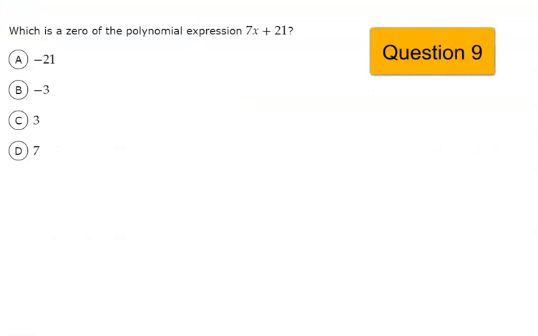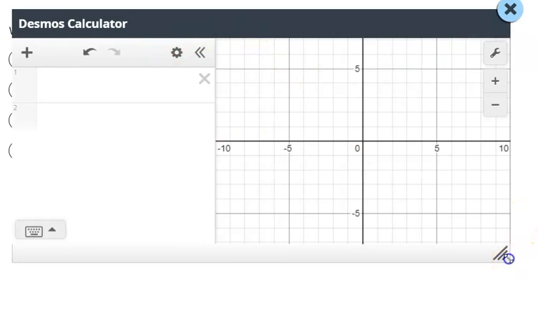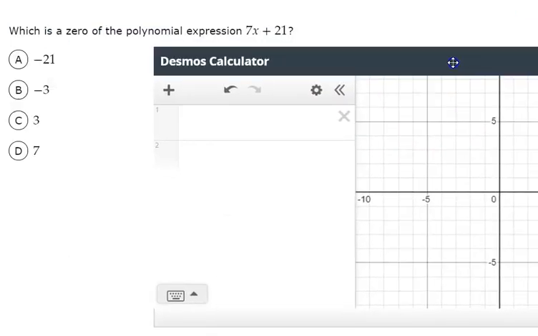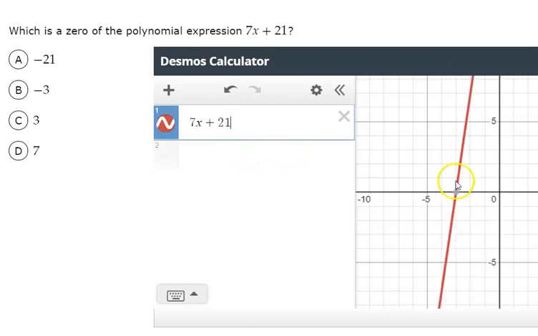Which is a zero of the polynomial expression 7x plus 21? To find a zero, you would set this equal to 0 and solve the equation. But before you choose your answer, be sure to type it into Desmos to check your answer. So we're going to put in 7x plus 21 and then click on this gray dot to see the point on the x-axis. The 0 is the negative 3. It's the x-coordinate of that x-intercept. So choose answer B.